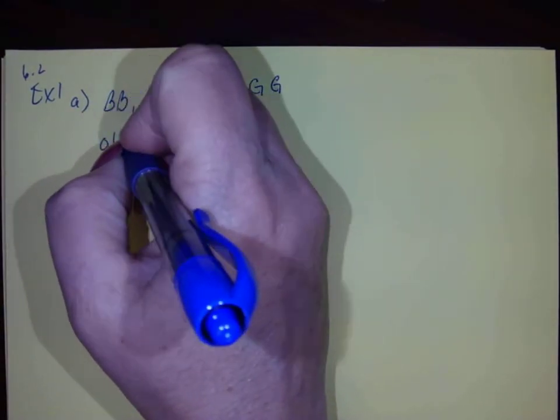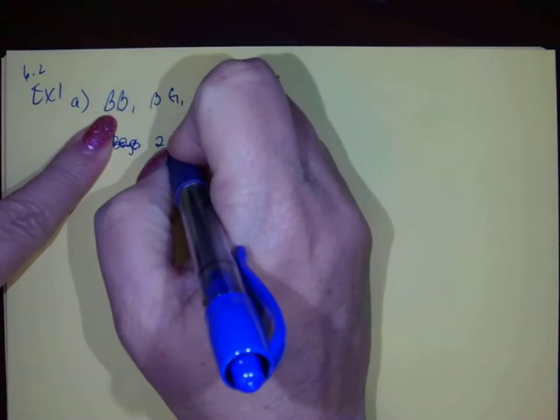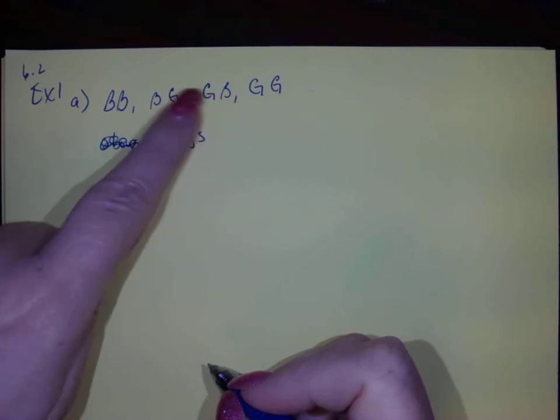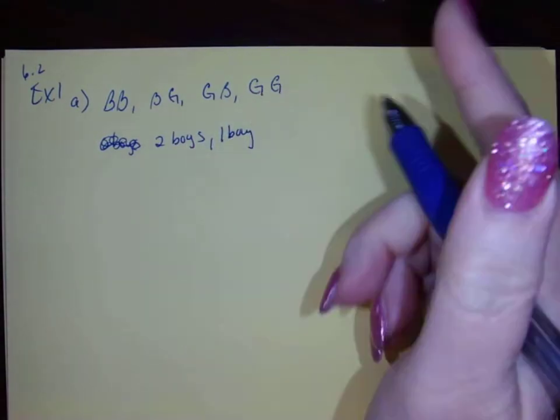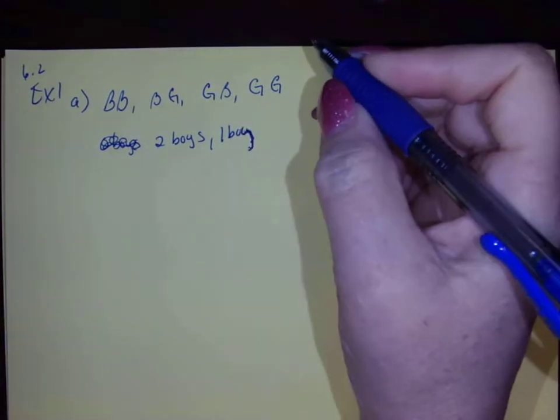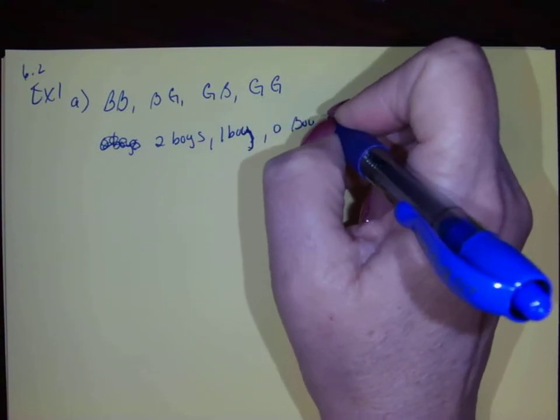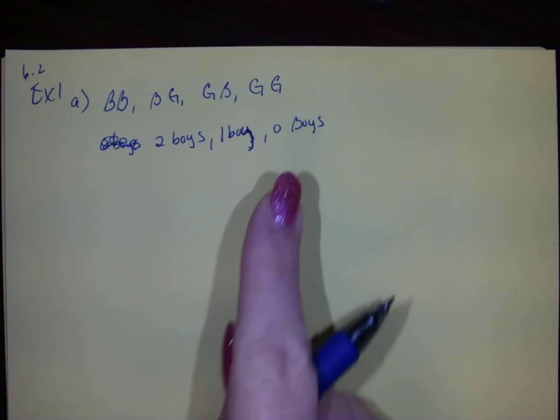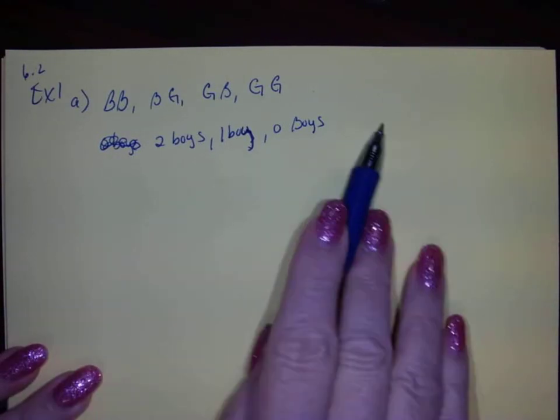Well, we could have 0 boys. Now, let's go backwards. We have 2 boys for this one, right? And then we have a boy, girl, and a girl, boy. In those both cases, we had 1 boy. And in this last case, down here, we had no boys, right? So 0 boys. So the possible events will be 2 boys, 1 boy, or 0 boys. All right. So those are the possible events.